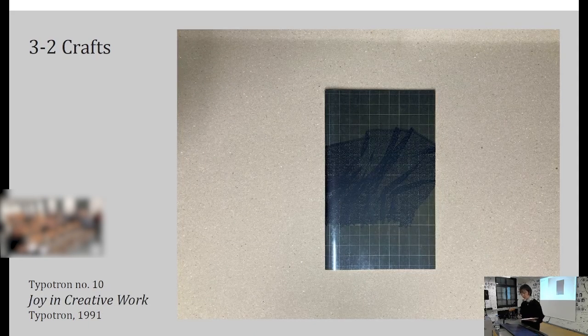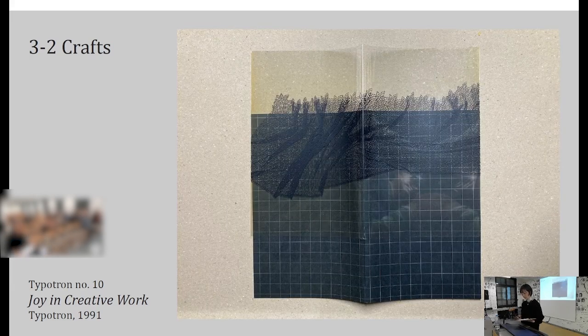And now the next book is The Joy in Creative Work. It is about a company that managed to become the most famous embroidery company in St. Gallen. Many of you are familiar with this. Published as the 10th book in the Typotron series, it shows the textile industry in St. Gallen at its height. And if you take off the jacket, it looks like this. In fact, the book reads as a kind of short and small history of a company.